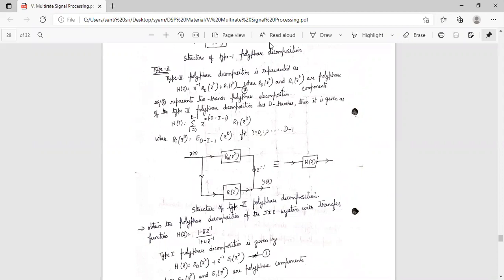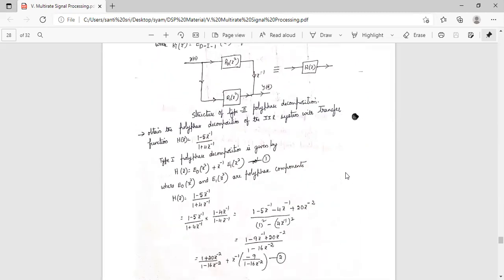Then we'll see the polyphase decomposition of an IIR system. Obtain the polyphase decomposition of the IIR system with the transfer function H of Z equal to (1 minus 5 Z power minus 1) by (1 plus 4 Z power minus 1). Type 1 polyphase decomposition is given by H of Z equal to E0 of Z square plus Z power minus 1 into E1 of Z square, where E0 of Z square and E1 of Z square are polyphase components.